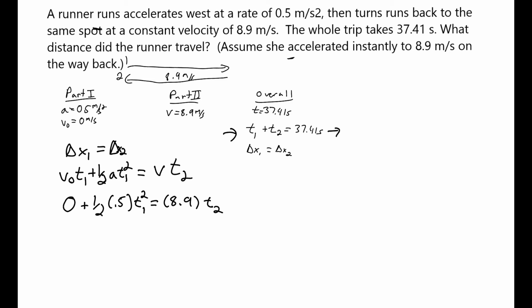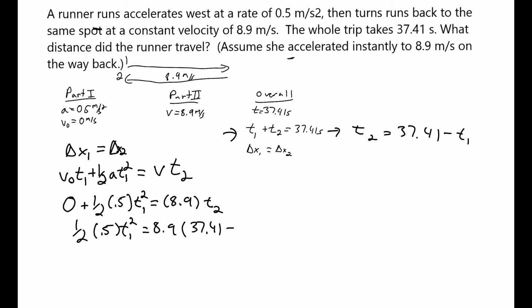So that would be t2 equals 37.41 minus t1. So we get 1/2 times 0.5 times t1 squared equals 8.9 times (37.41 minus t1). And what are we going to have to do to solve that eventually? Can you guys see it already? Quadratic formula, everyone's favorite. Hopefully you have it on your calculator. If you don't, you'll be sad.